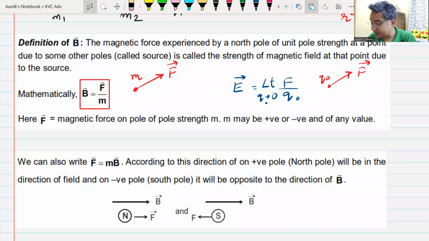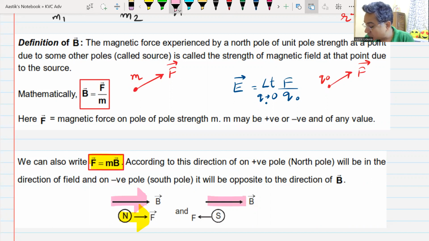Okay, then we can write the same thing in a different way. The force on a magnetic monopole F vector will be equal to M into B vector. Do we understand this? The force on the north pole will be in the same direction as that of the magnetic field, but the force on the south pole will be in the opposite direction. Do we understand this? Yes, sir. This is similar to saying force on a positive charge will be in the same direction. Force on a negative charge will be in the opposite direction. Do we understand this? Yes, sir.